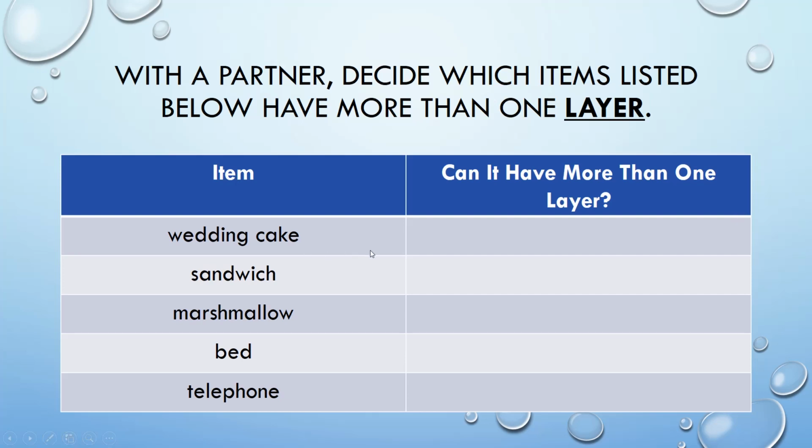Does a wedding cake? Yeah, definitely a wedding cake. What about a sandwich? Yes, sandwiches can have more than one layer. A marshmallow? Okay. A marshmallow can't really have more than one layer. What about a bed? Not a bed. What about a telephone? No, not more than one layer.